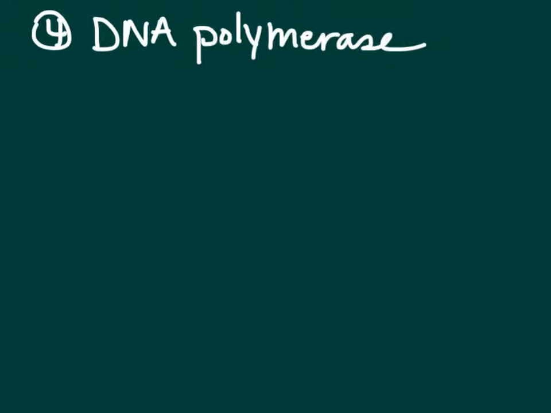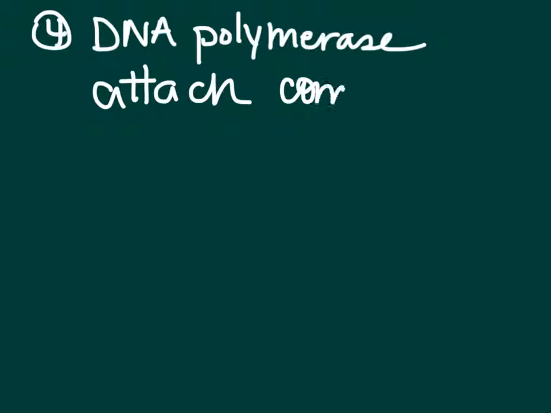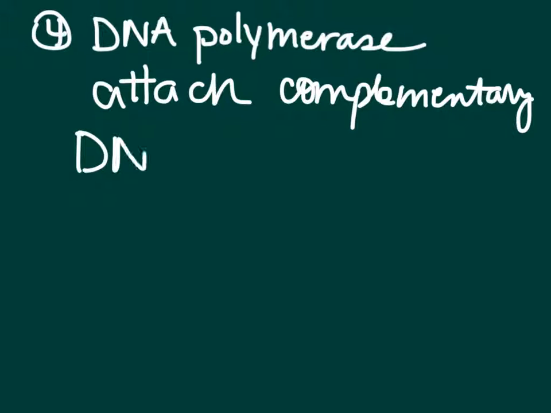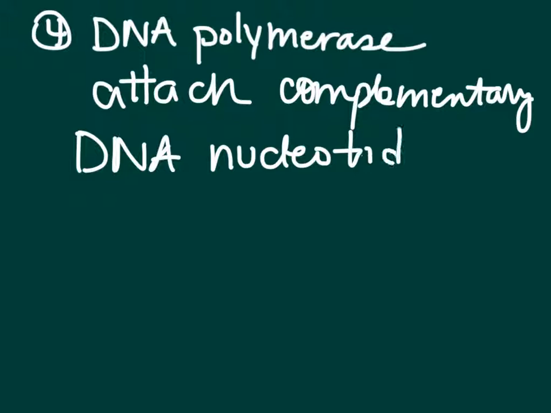After primase attaches an RNA primer, our last enzyme comes in, and its name is DNA polymerase. Polymerase is an enzyme, and it makes the DNA polymer. That's where it gets its name. So it's going to attach complementary DNA nucleotides to the primer.